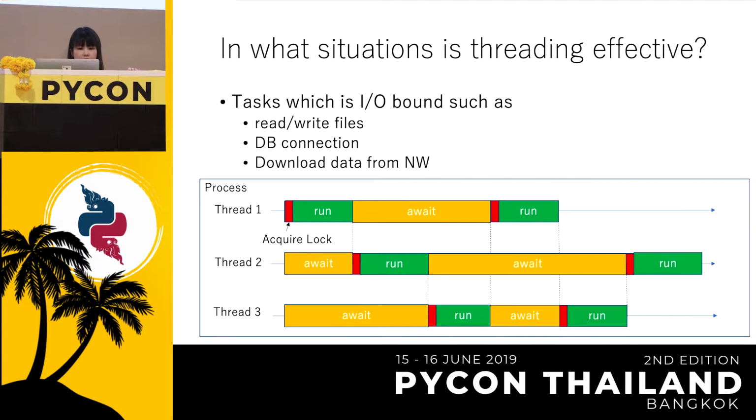So in fact, threading is effective for tasks which are I/O bound. For example, reading and writing files, DB connections, or downloading data from the network. They don't use the CPU so much, but they use I/O, very many I/O.